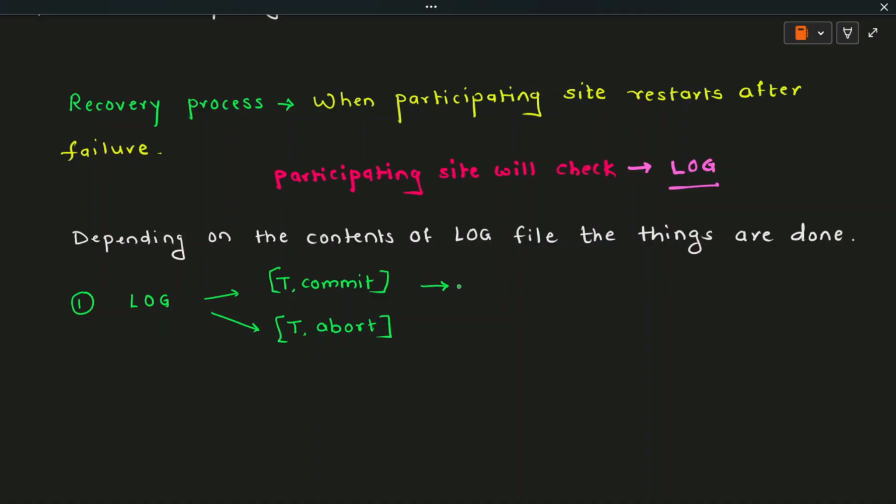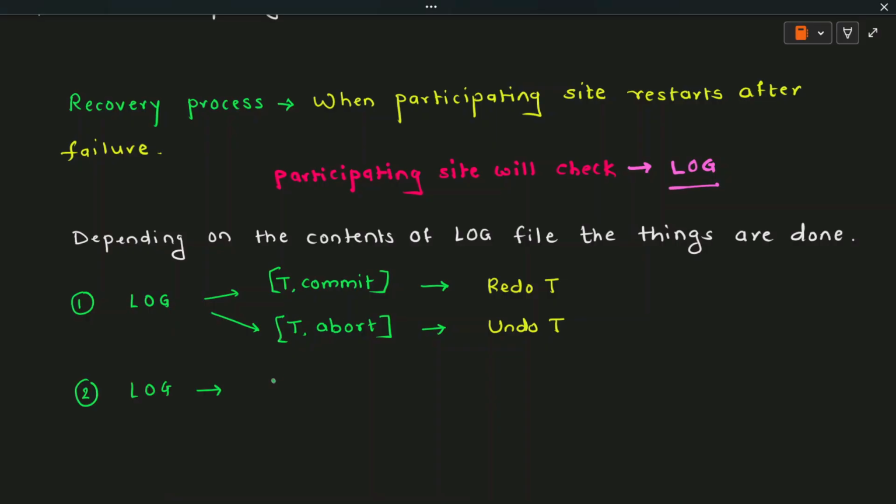If the log file contains a commit message, then it means that the coordinator site has committed the transaction. And if the log file contains an abort message, it means that the coordinator site has informed the participating site about aborting the transaction. For a commit message, the participating site will redo the transaction, and for an abort message, the participating site will undo the transaction. So here the participating site will redo the transaction and here the participating site will undo the transaction. Each participating site will send an acknowledgement of these redo and undo operations to the coordinator site.